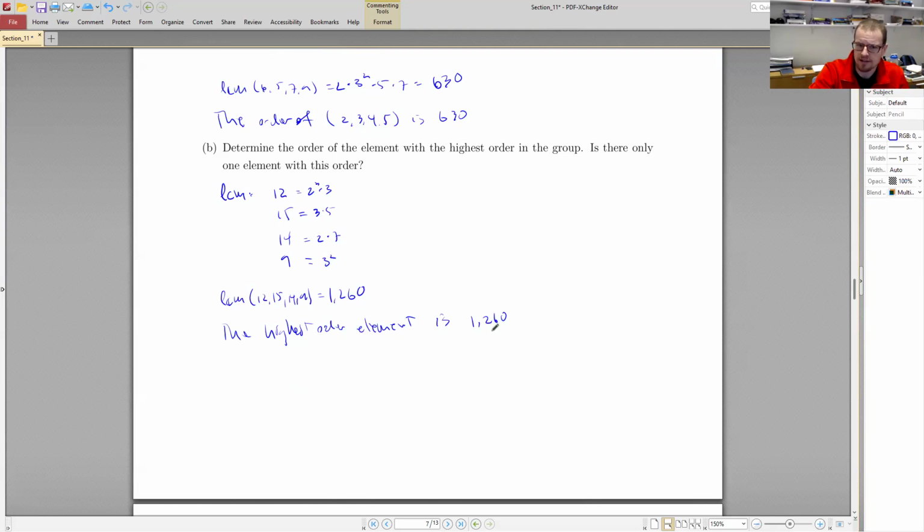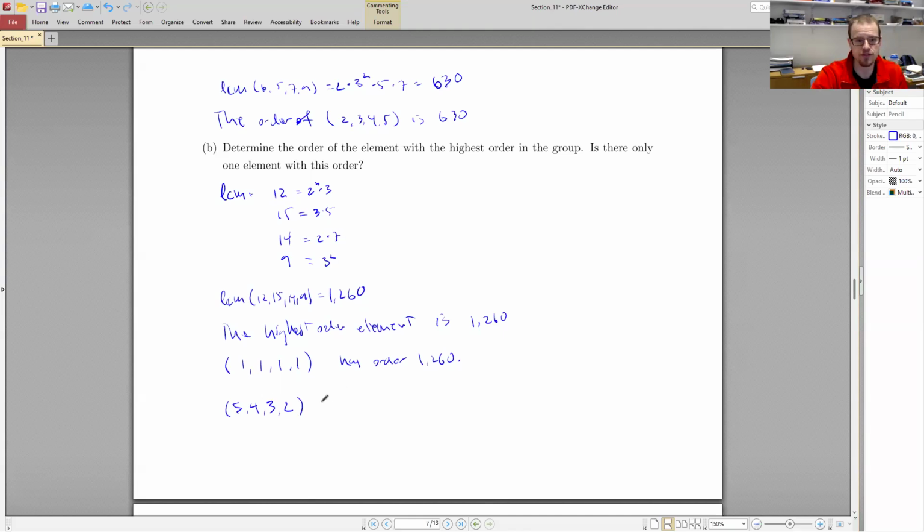So if we are looking at 1,260, are there multiple of them? Well, first of all, let's note that 1, 1, 1, 1, each of those are generators of the group. Therefore, they all have the highest order within the individual groups and therefore has order 1,260. We also have other generators as well. So 5 is a generator for Z12. 4 is a generator for Z15. 3 is a generator for Z14, and 2 is a generator for Z9.